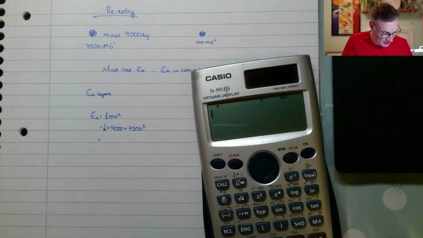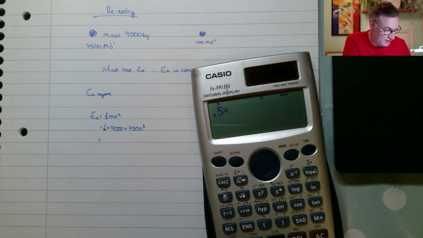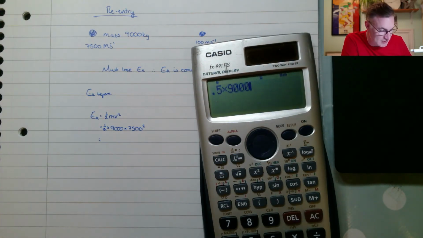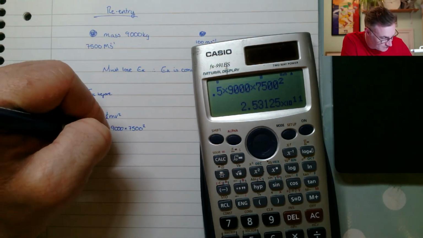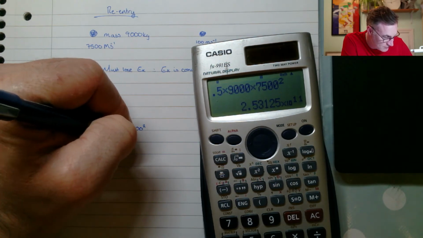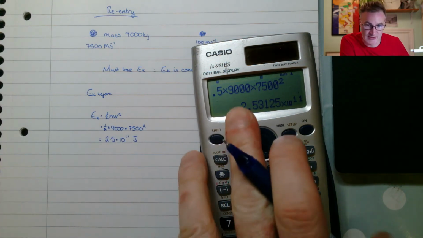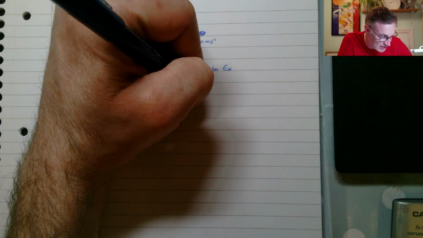Maybe. 0.5. I know you're all probably going to pause the video now and go and look it up, and then you'll shout at me. But, okay, 9,000 times 7,500. You're going to get a really big number. Don't forget to square it. We get 2.5 times 10 to the 11 joules. So it has a lot of energy. EK after, we can do exactly the same thing.